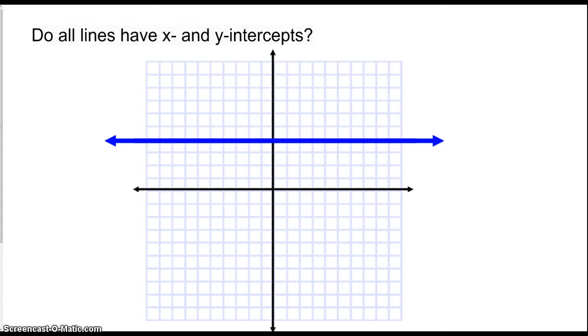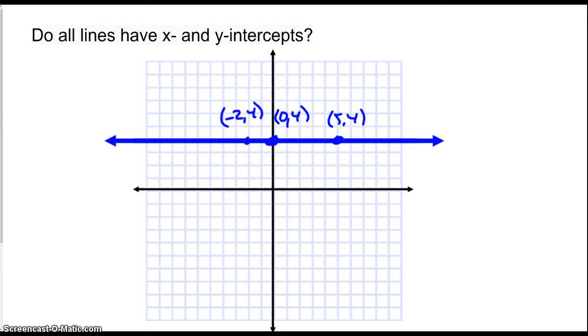Do all lines have x and y-intercepts? What about this line right here? This has a y-intercept, but it doesn't have an x-intercept. Okay, well, how can we look at this case? Let's look at all the different points here. What is the equation of this line? Well, that point right there is 0, 1, 2, 3, 4. This is the point 0, 4. And what are some other points on this line? Let's see, 1, 2, 3, 4. This is the point 5, 4. And over here we have the point -2, 4.